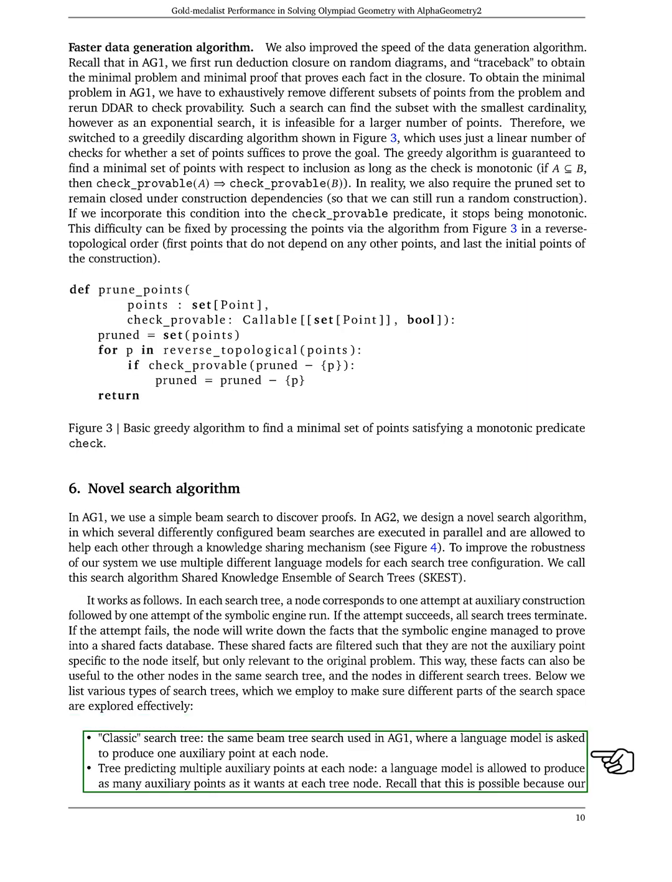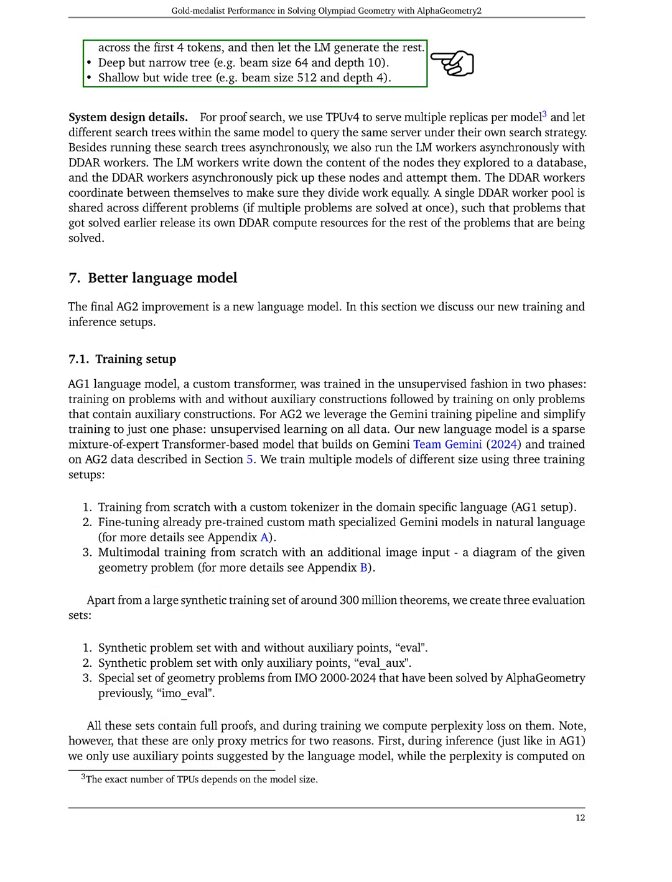We employ various types of search trees to explore the search space effectively. These include the classic search tree from AG1, a tree that predicts multiple auxiliary points at each node, and a tree that predicts different types of auxiliary points uniformly. We also utilize deep but narrow trees and shallow but wide trees to optimize our search process.